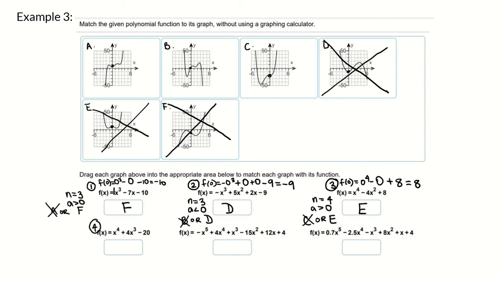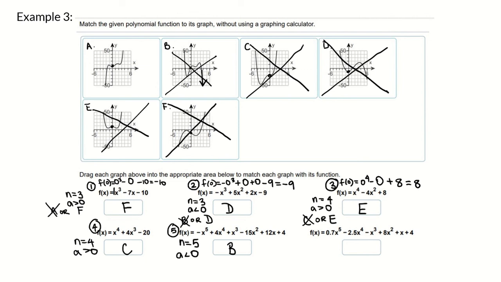Equation 4 also has even degree and positive lead coefficient. The only other graph that could have even degree is the one that we just eliminated, graph C, so that is the correct graph for equation 4. Okay, continuing on, equation 5, the degree is odd, 5, and the lead coefficient is negative, so we're looking for ends that don't match, with the right end going down. The only graph remaining that meets those requirements is graph B, because the right end is down and the ends of the graph do not match.